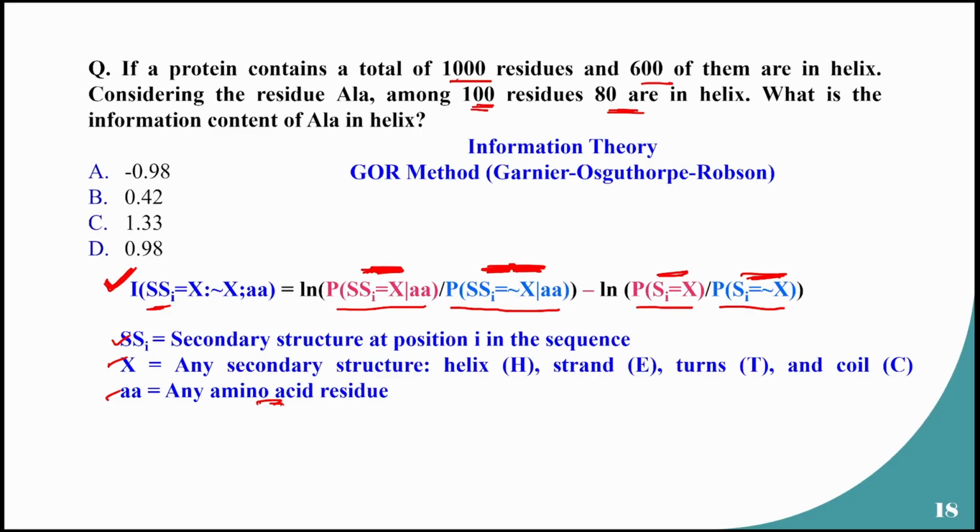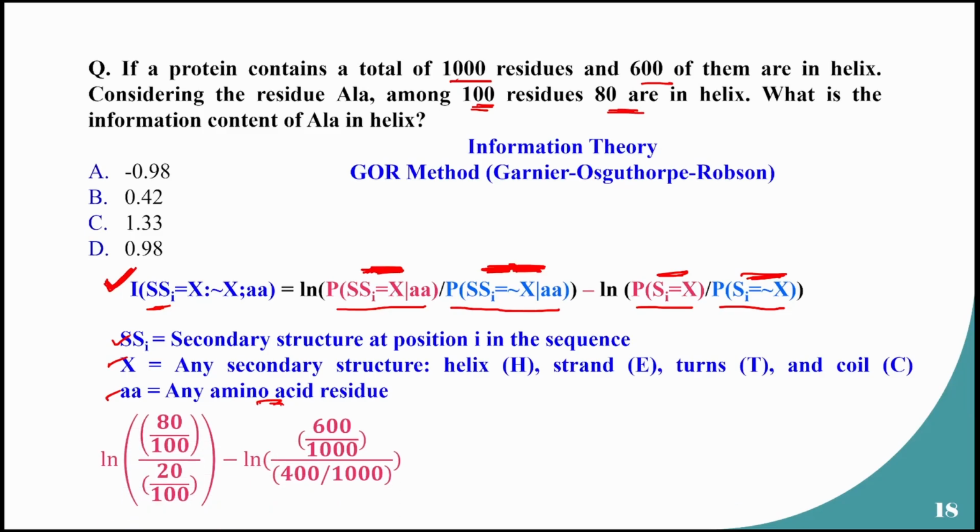As I said, if you use this formula and decode it, firstly you have to calculate for the particular amino acid, that is alanine, because the first part of the right hand side talks in terms of the particular amino acid. That is why the AA is mentioned here.